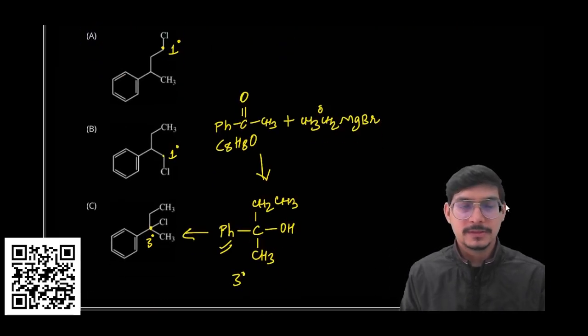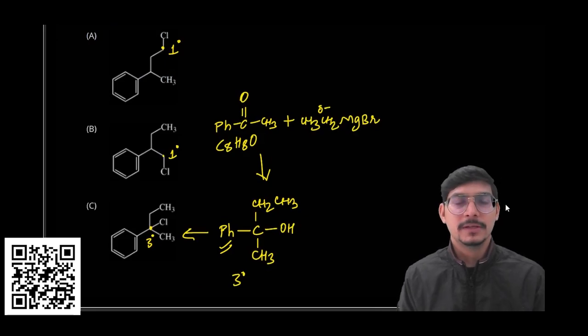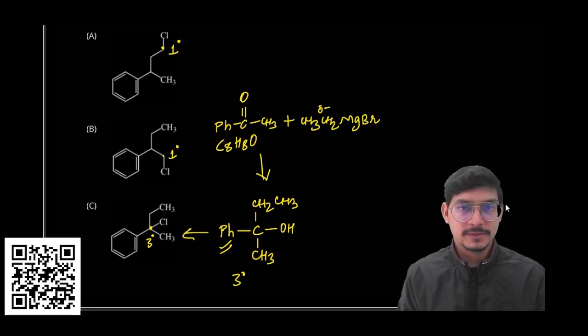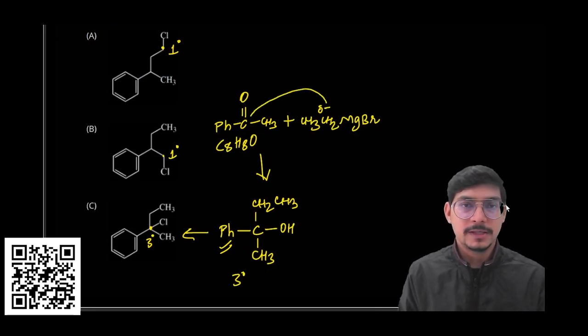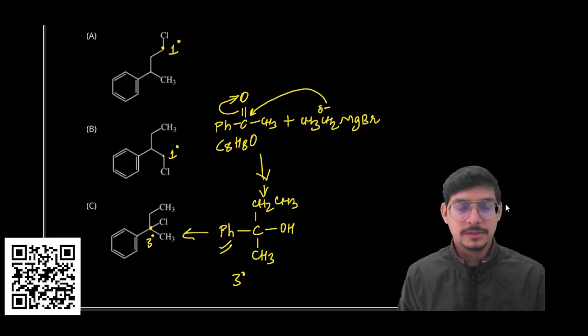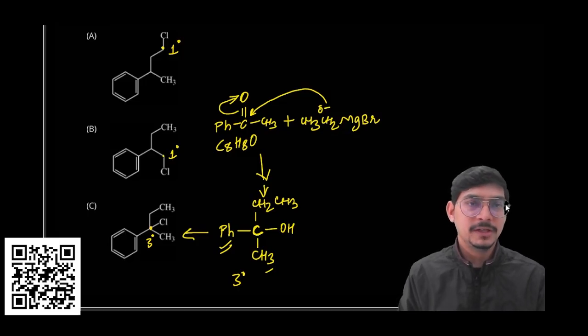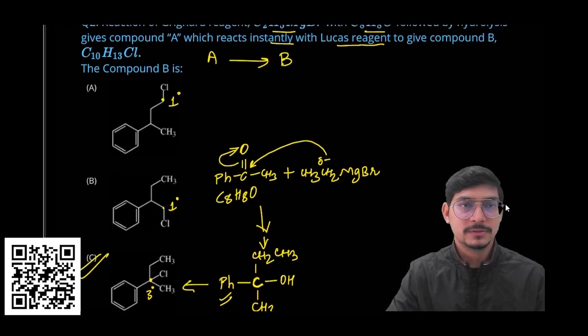So please remember that this is a very important reaction. Ketones react with Grignard reagents to produce tertiary alcohols, which is the case here. So this negatively charged carbon attacks this carbonyl carbon, right? This pi bond breaks, and then followed by hydrolysis, we get this tertiary alcohol in which two alkyl groups have come from the ketone, namely phenyl and methyl, and one alkyl group, ethyl, has come from the Grignard reagent. So definitely option C is the correct answer to this question.